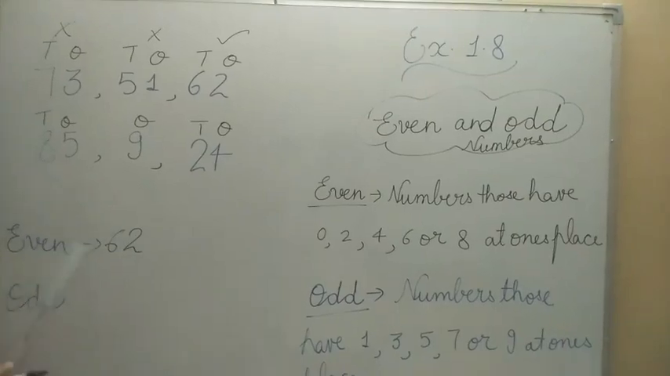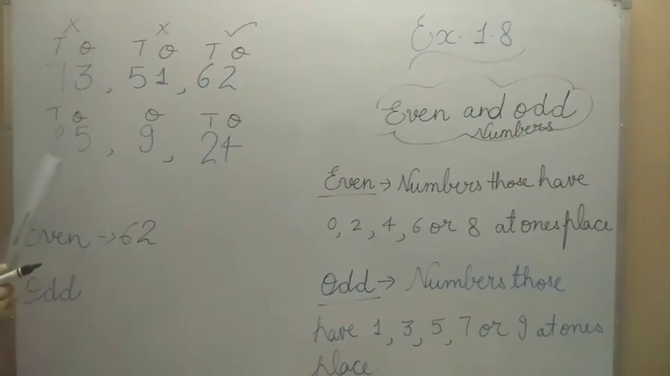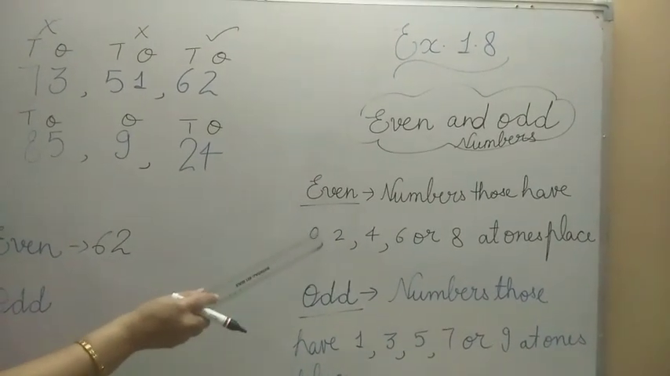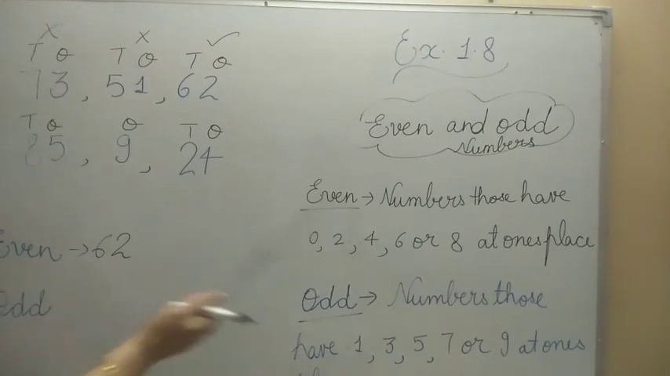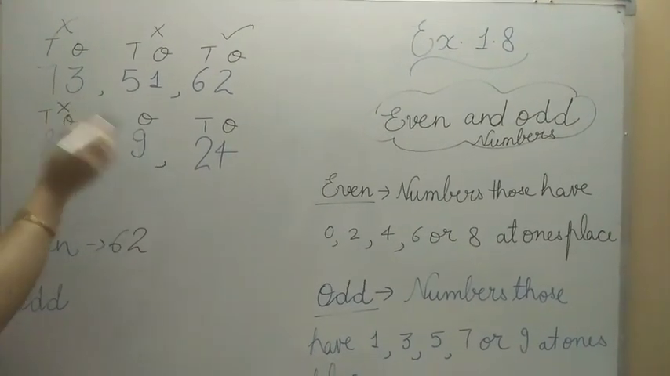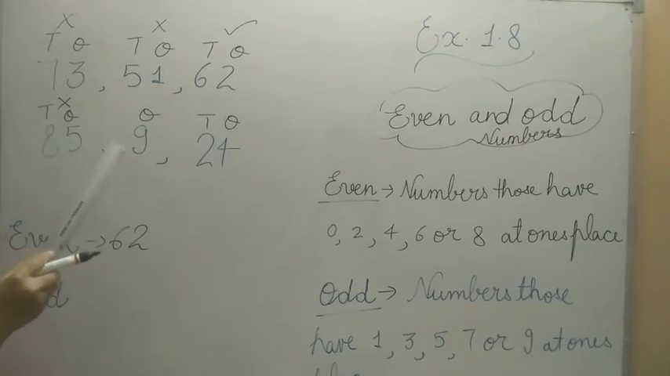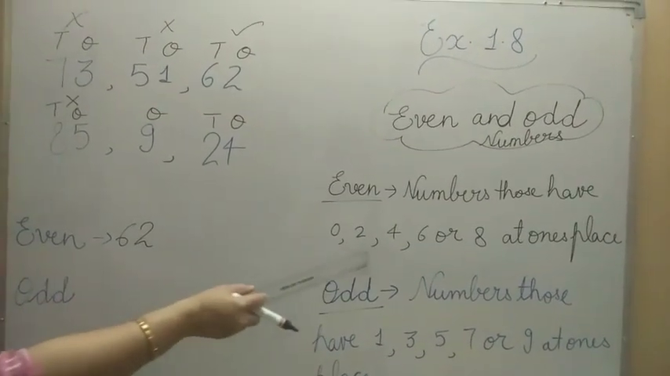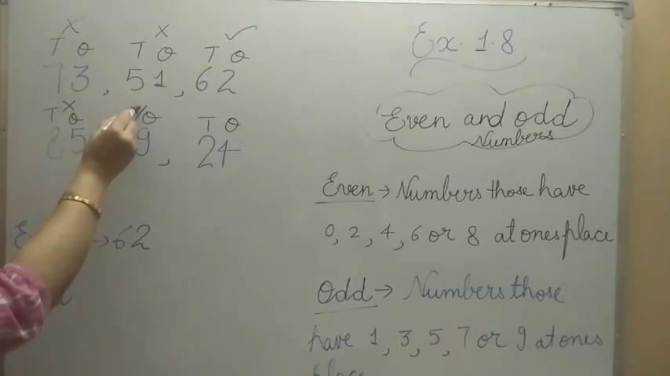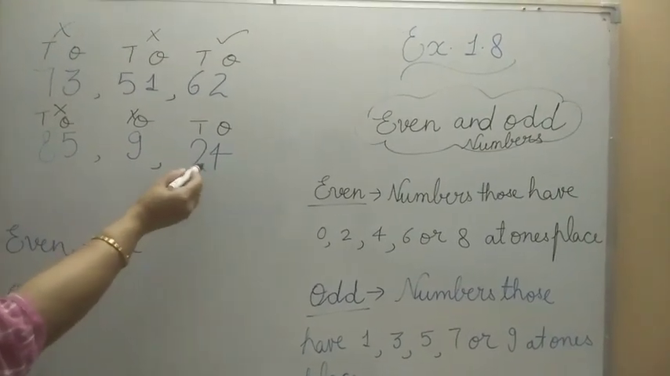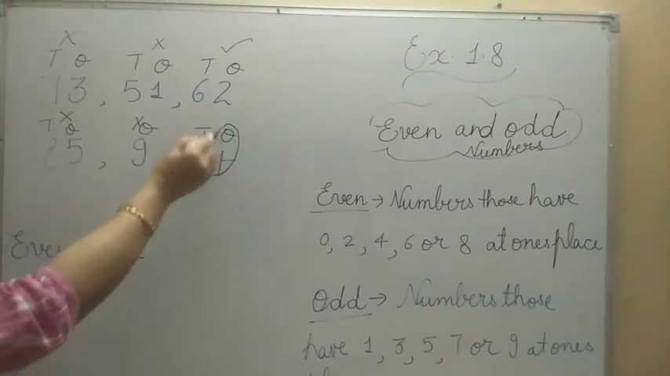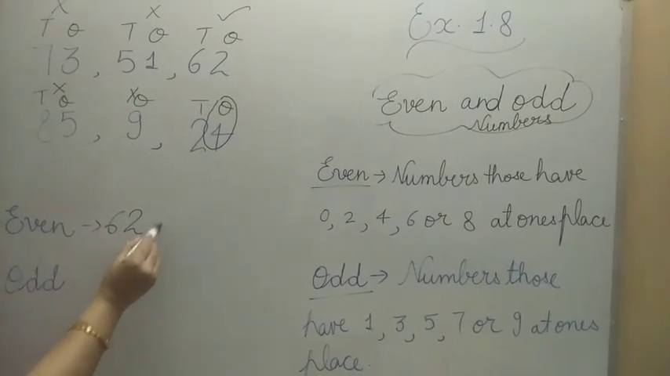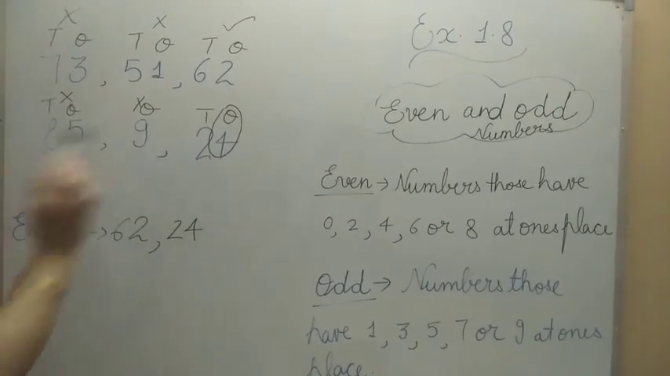Okay, now the next number is 85, already written here. So which number is at ones place? 5. Does 5 come in even numbers? No, it is not coming in even numbers. So it is not an even number. Now come to 9. It is already a single digit, so we can check it. Is 9 coming in even numbers? No, so it is also not an even number. Next number 24, we will check its ones place. Which number is at ones place? 4. So 4 comes in even numbers. So we will write here 24. It comes in even numbers.